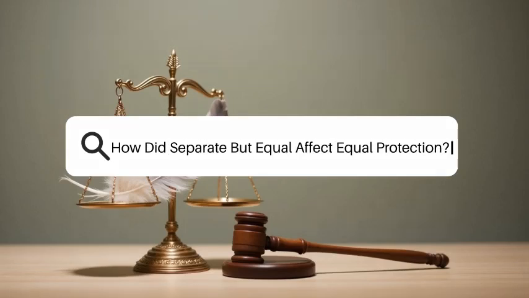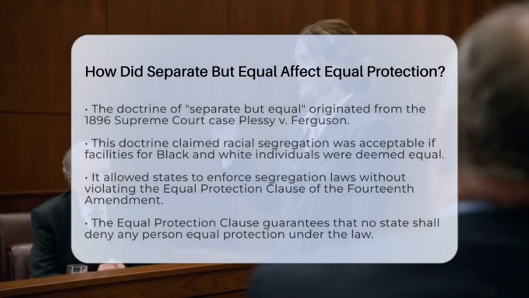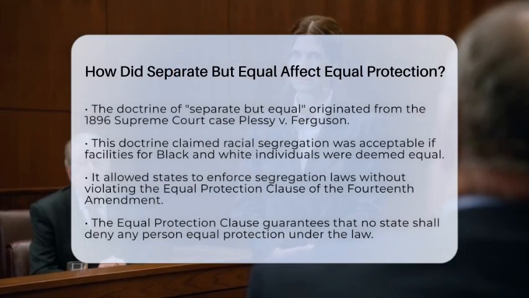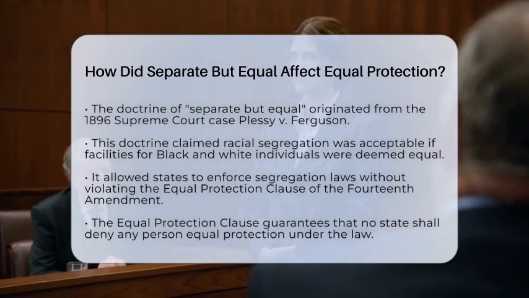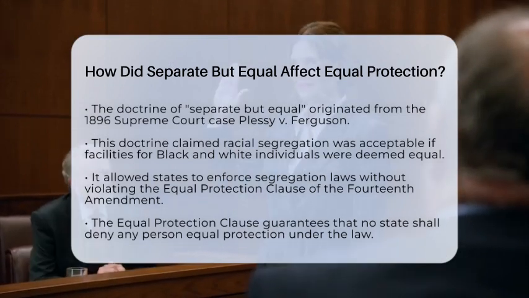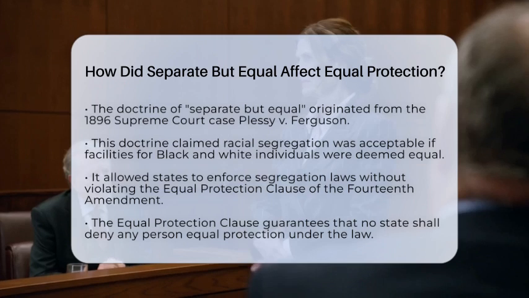How did separate but equal affect equal protection? Imagine a world where the law says everyone is equal, but in reality, some people are treated very differently. This was the case with the doctrine of separate but equal.